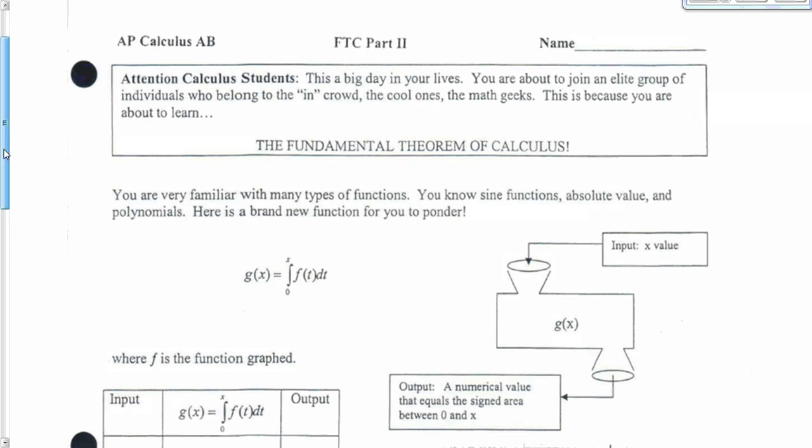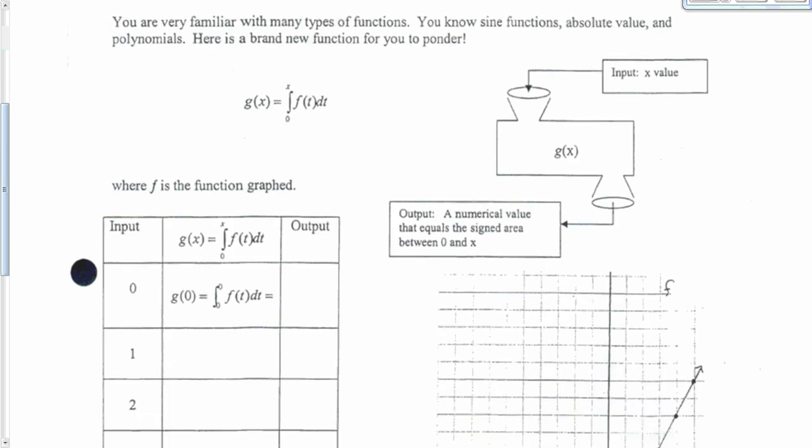So we're going to jump down to this function model. We now have the function g of x is equal to the definite integral between 0 and x of f of t dt. So this is our little function model. We're going to input an x value, plug it into g, and out comes a number. And that will be the signed area. Signed meaning it's either positive or negative.